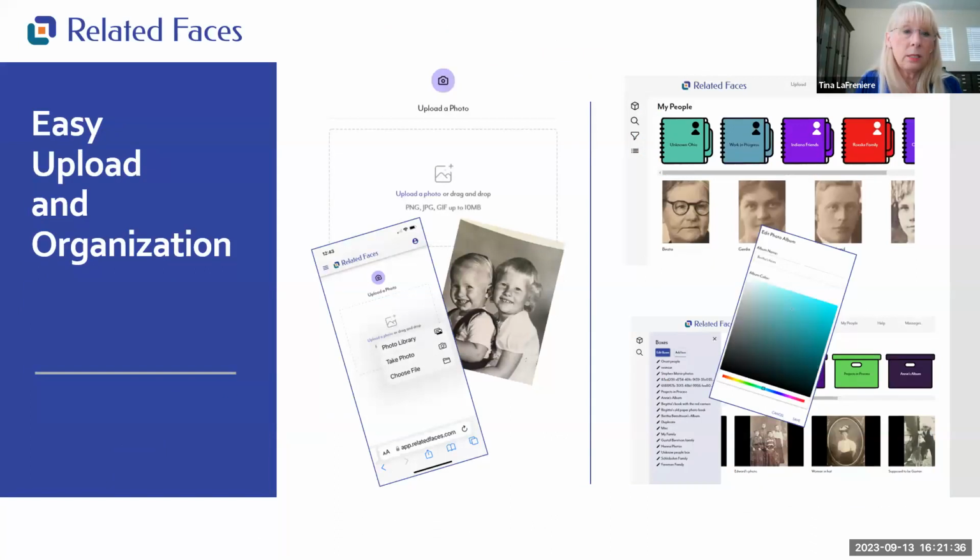During my previous class for you all, I went through how to use the Related Faces website. So I'm going to refer you to that recording for more information. Today, I'm just going to touch on the key elements.